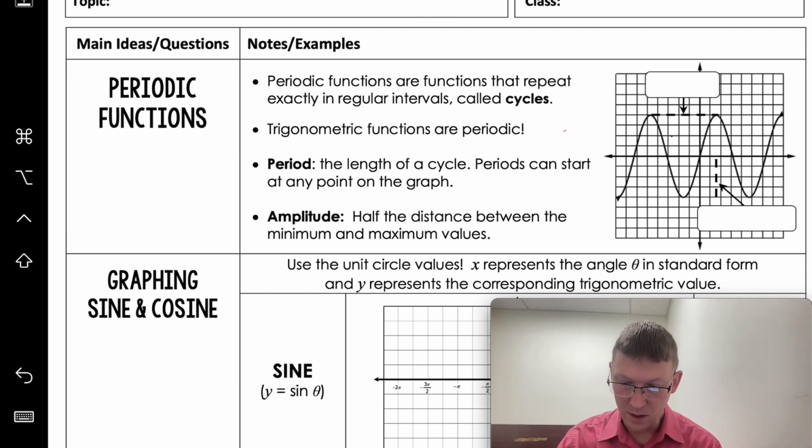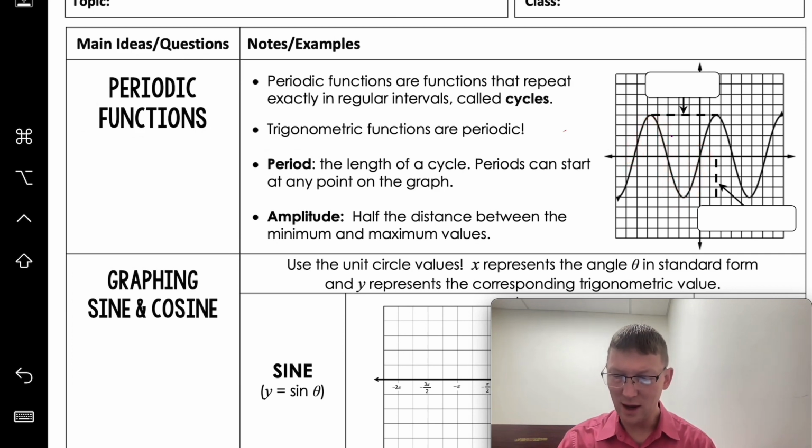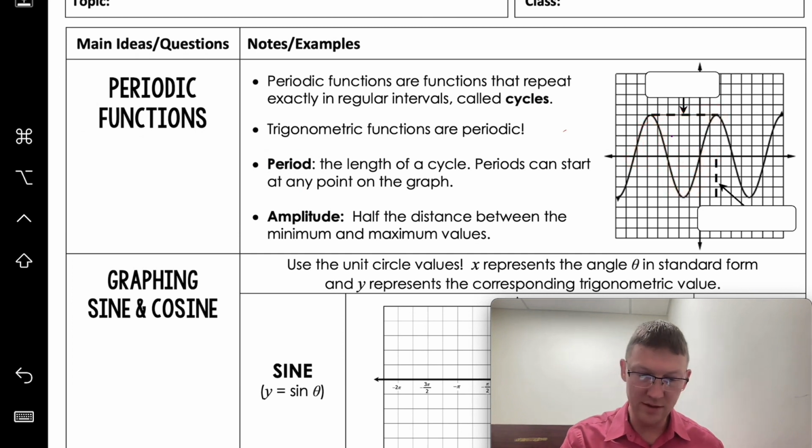A period would be, if we start here, a full period would go to here. Notice how it goes up, goes back down, and then ends at the same height, or the same y as how it started. So the period can start and stop anywhere as long as it stops at the same place that it starts. For example, if we start at the top of a hill, we can go down and then back up. Here would be another period. That would be the same length no matter where you start it from. So this horizontal length would all be the same. This would be an example of a period.